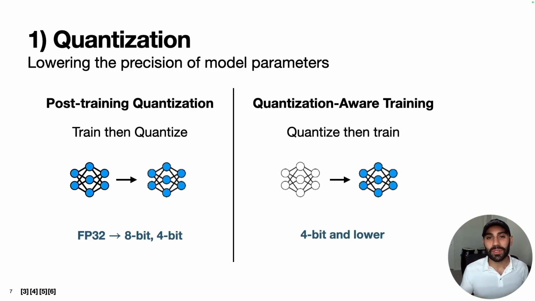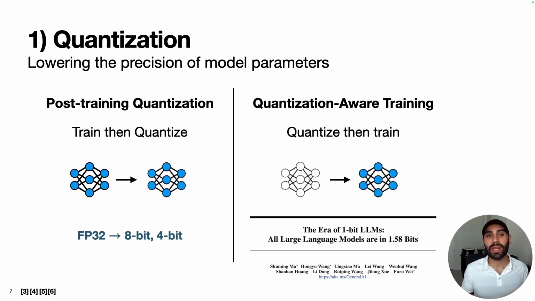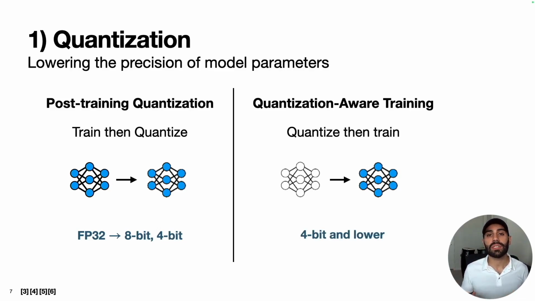For example, in reference number 6, the authors were able to create a 1-bit model that matched the performance of the original llama model. But of course, the downside of quantization-aware training is that it is significantly more sophisticated than post-training quantization because one has to train the quantized model from scratch.